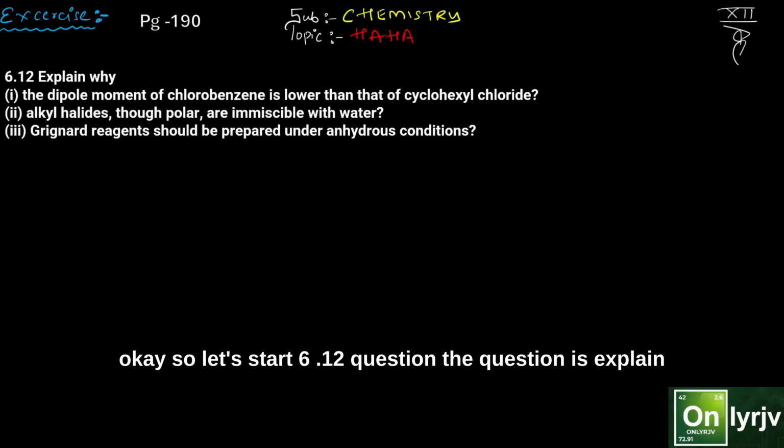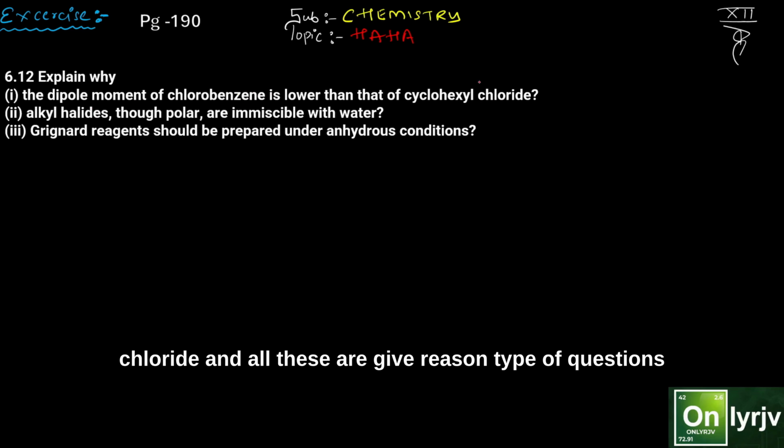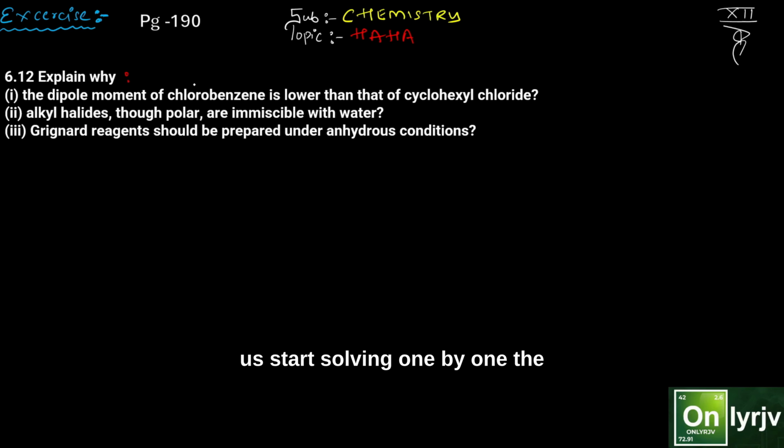Okay, so let's start 6.12 question. The question is: explain why the dipole moment of chlorobenzene is lower than that of cyclohexyl chloride. All these are give reason type of questions, and give reason questions are also very favorite of examiners. Let's start solving one by one.